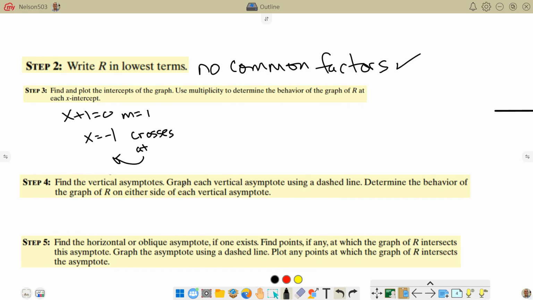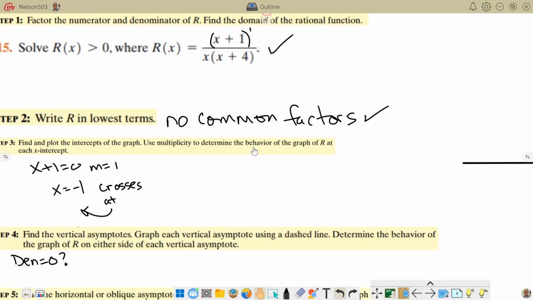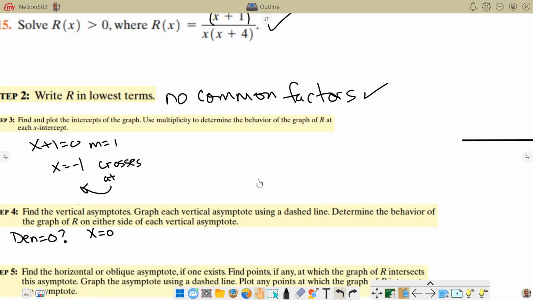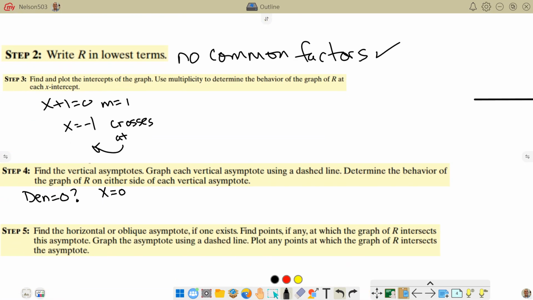Find the vertical asymptotes. Oh, this one's not too bad, right? You look in the denominator. Where does the denominator equal 0? That's the question we're trying to answer. And what are the factors in the denominator? Well, an x and an x plus 4. So where is x equal to 0? My question has the answer in it, right? When x equals 0, then x is equal to 0. And the other factor was x plus 4. So I go x plus 4 equals 0. That's when x equals -4.